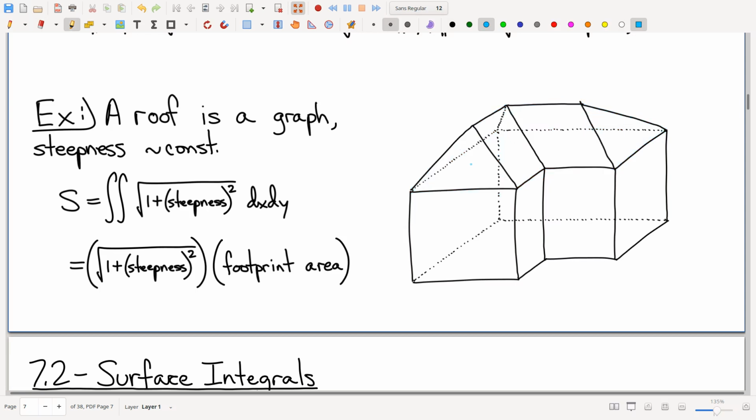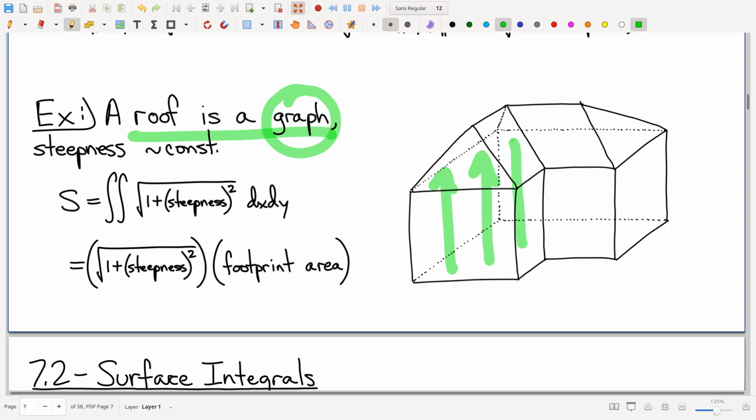So here's the much cleverer idea. And the idea is that our roof up here is a graph. This is the graph of a function, height as a function of where you are in the footprint. It's a graph. So we can use the graph construction. So we can use that shortcut we were just talking about.